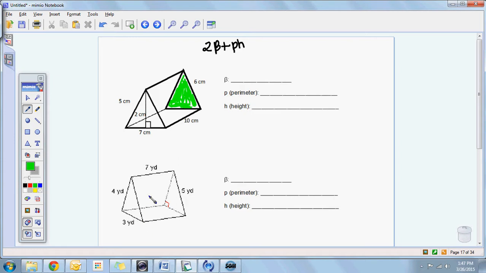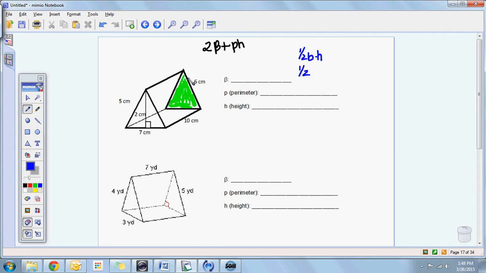Okay? So we're going to find the base area first. So I have to find the area of this triangle. And remember, it's the same as this triangle, so I can use this same information. So I know the area of a triangle is going to be base times height times a half. Okay? So I'm going to do half.